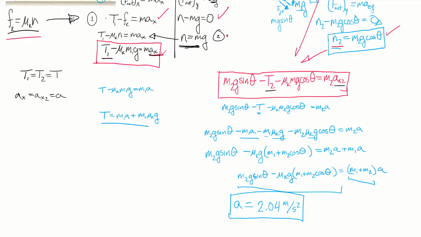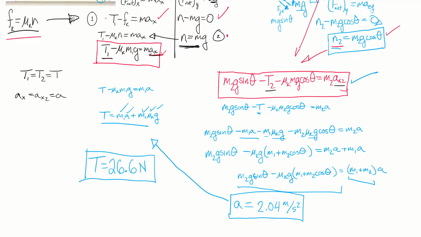Now the question also asks for what the tension is. All we have to do is plug this back in there, and then we now know m1, we know the acceleration now, we know m1 again, mu k g. We could have also plugged it in this equation over here, but it's easier to type those in the calculator. But the point is, plug in the numbers and we can solve for our tension. This ends up being 26.6 newtons. And we're done there. And we've answered this problem.